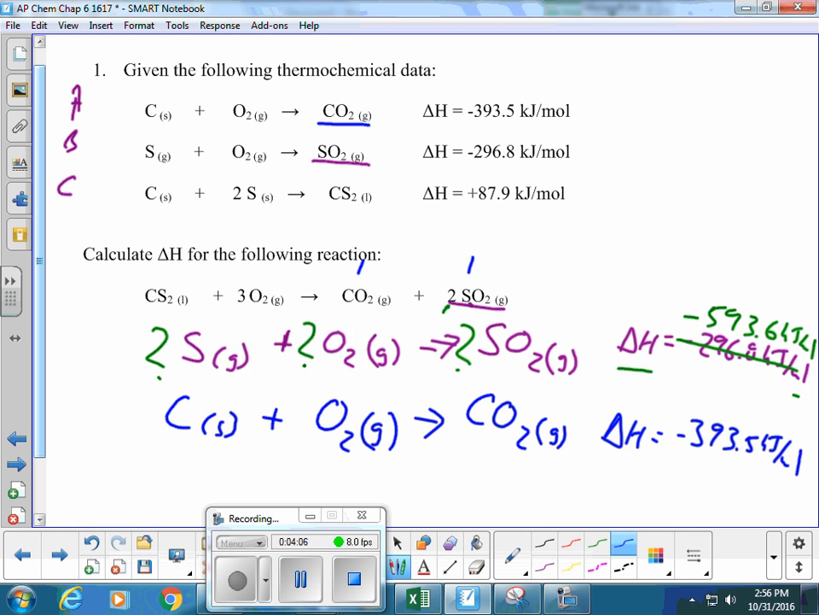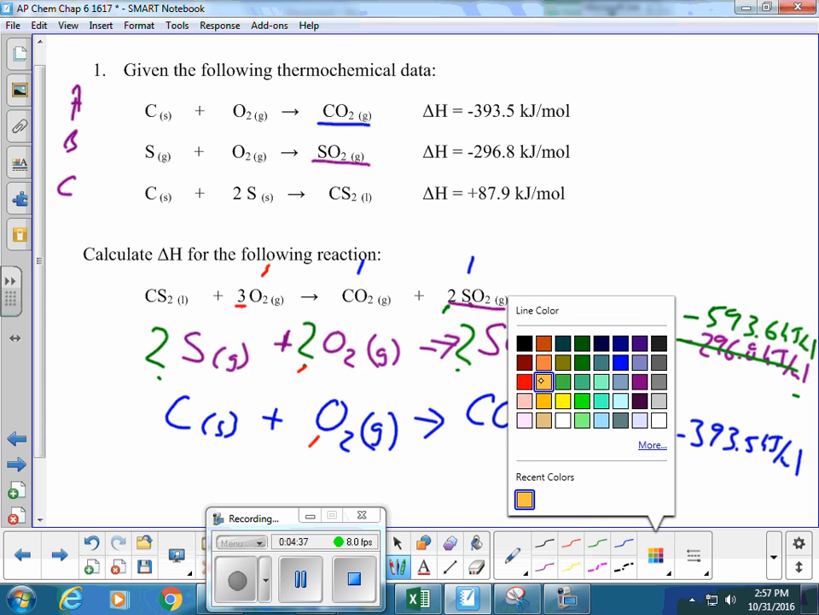Now I'm going to switch to red. I've got 3 O2s here: 2 O2s there and 1 O2 there, and if I add those up, that gives me 3 O2s. Now I'll go to orange to get a different color, and we'll look at the CS2. The only place I see the carbon disulfide is right there.